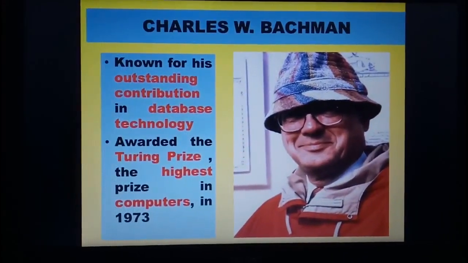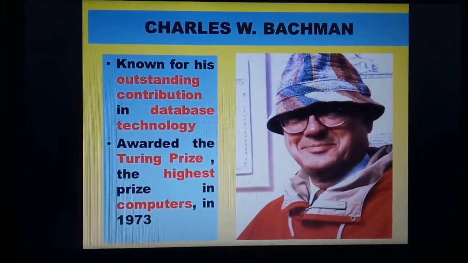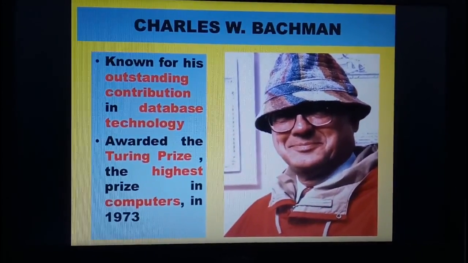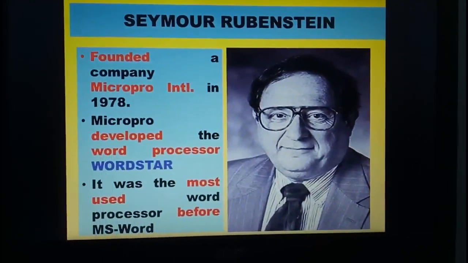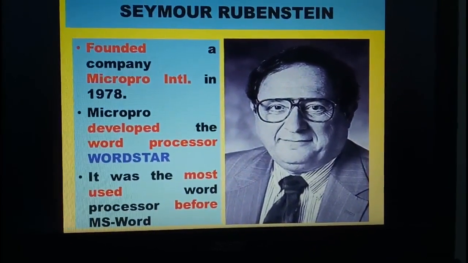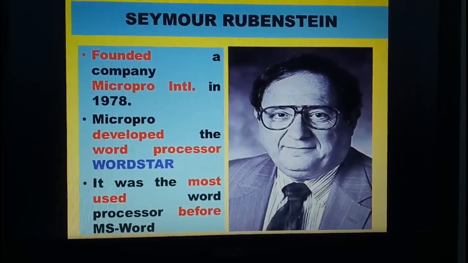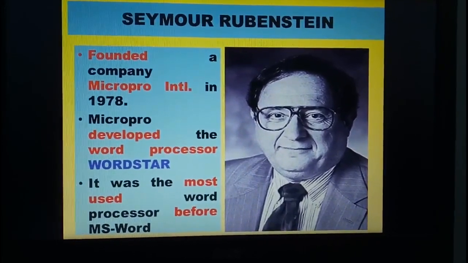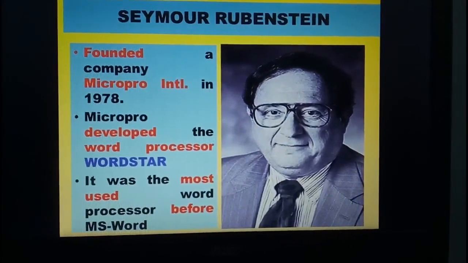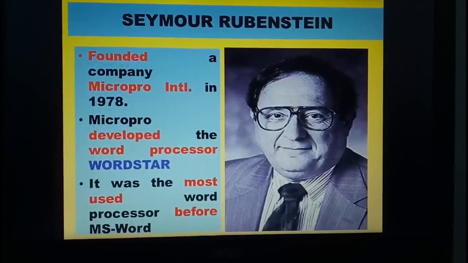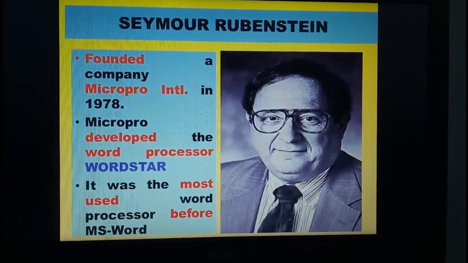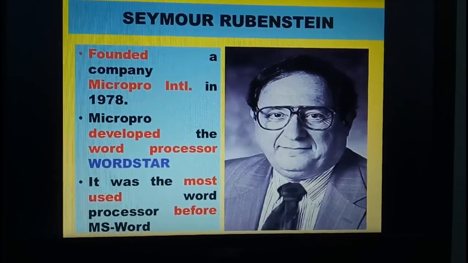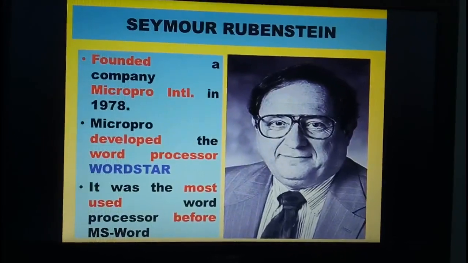Charles W. Bachman, known for his outstanding contribution in database technology, was awarded the Turing Prize, the highest prize in computers, in 1973. Seymour Rubinstein founded a company, Micropro International, in 1978. Micropro developed the word processor WordStar. So what is so important about WordStar? It was the most used word processor before MS Word. Nobody uses WordStar anymore, but before MS Word came, in the 80s and in the early 90s, anybody using a word processor would probably be using WordStar.